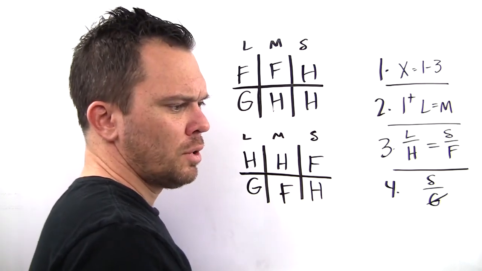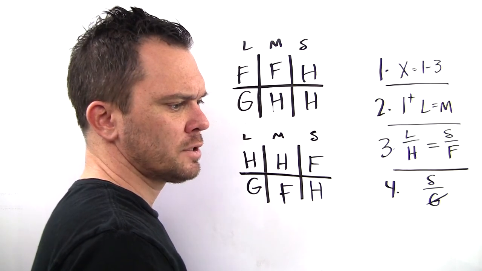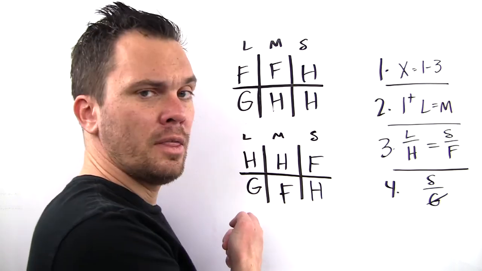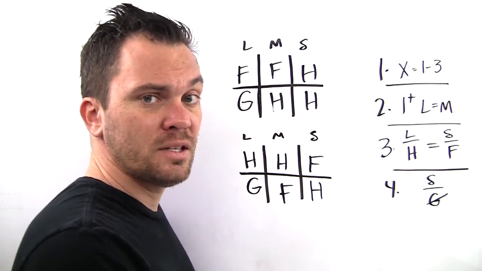And what could be true? C, 1 lifestyle is Gagnon and 1 is Hugh. That could be true. And that's the end of this game.